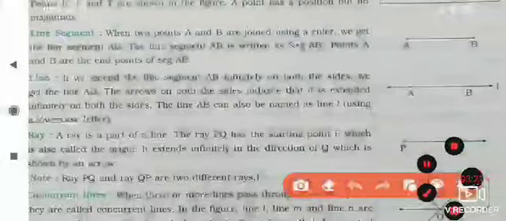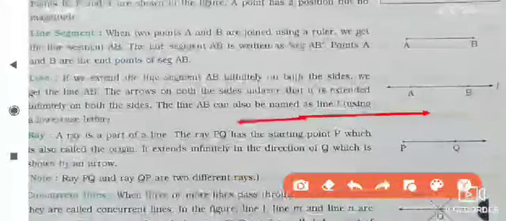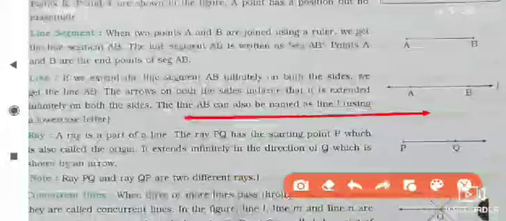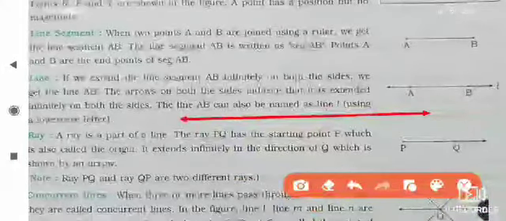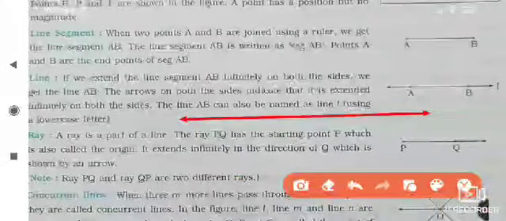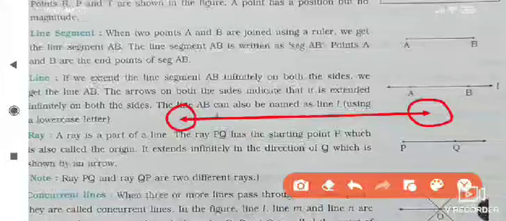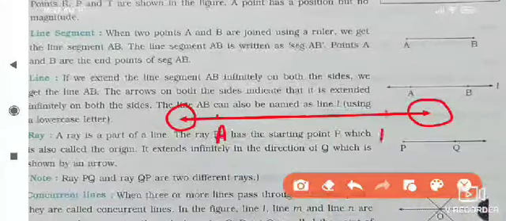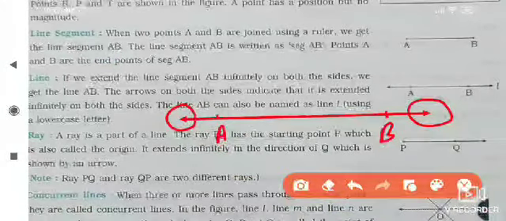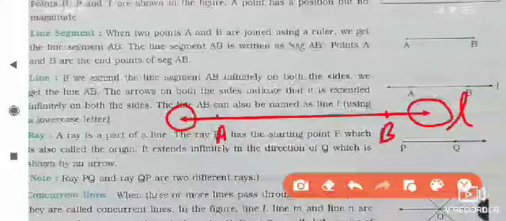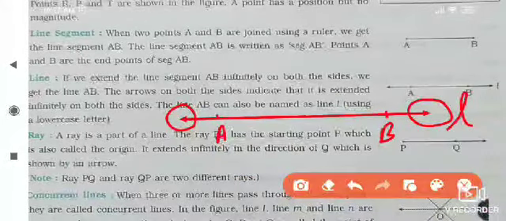If I show you here, this is one arrow and this is the other arrow. If I join this, this is called a line. If you notice here, the line has arrows on both sides. The meaning of it is that it extends on both the sides. It is called line AB, otherwise line L. You can use anything for this.